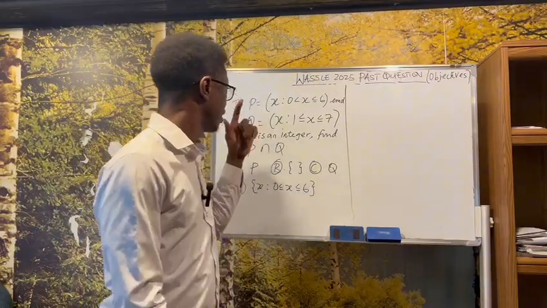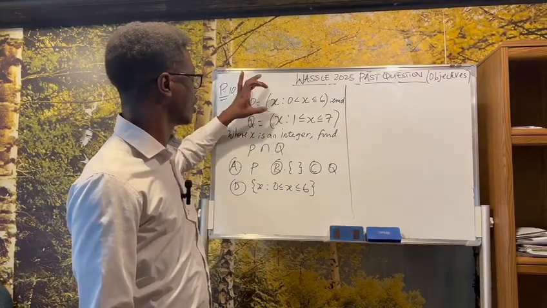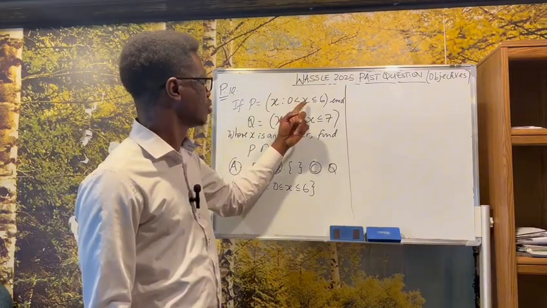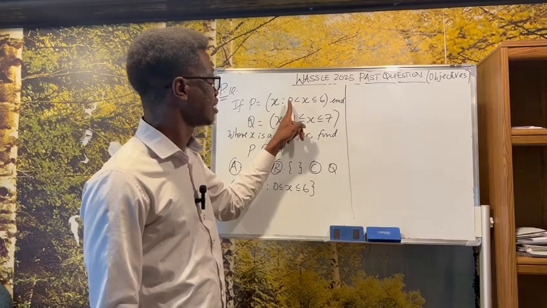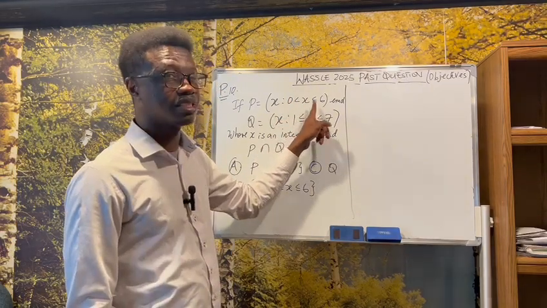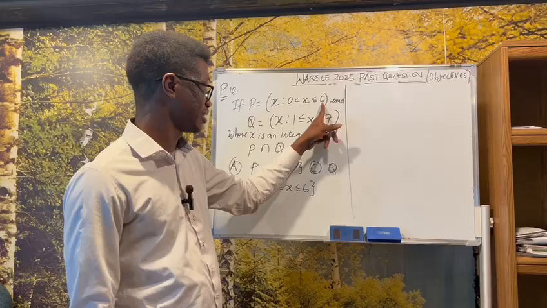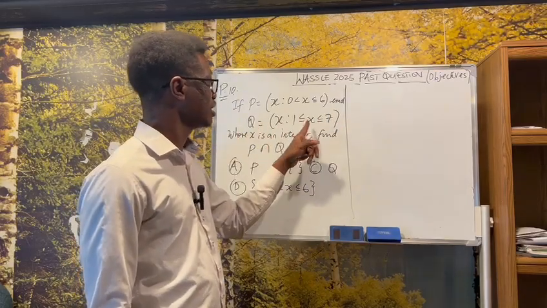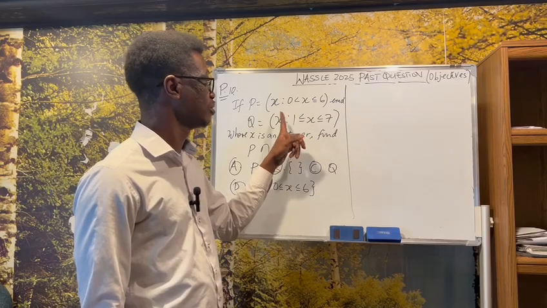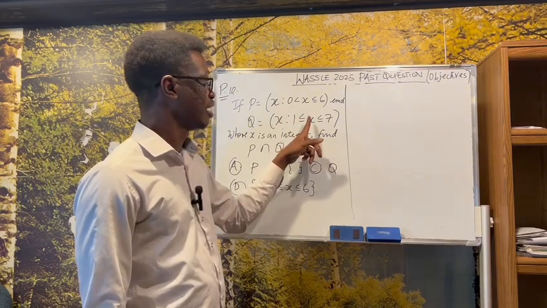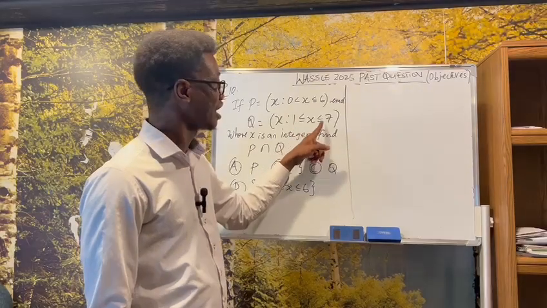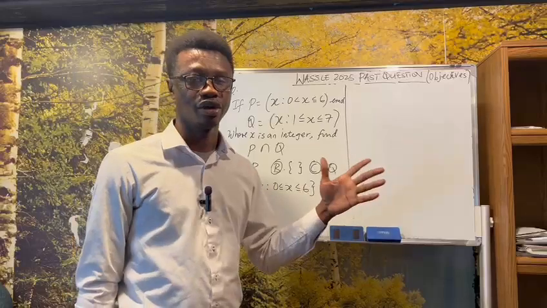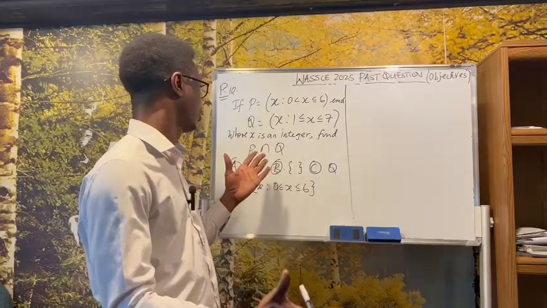This is problem 10. It says if P is equal to {x: 0 < x ≤ 6}, so x is greater than 0 but less than or equal to 6. And Q is {x: 1 ≤ x ≤ 7}, where x is greater than or equal to 1 and less than or equal to 7, where x is an integer, so there's no decimal, there's no fraction, just a whole number.